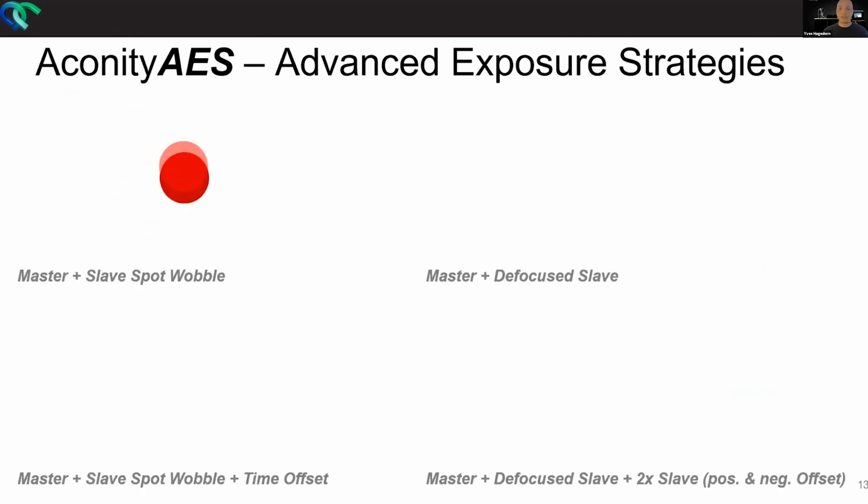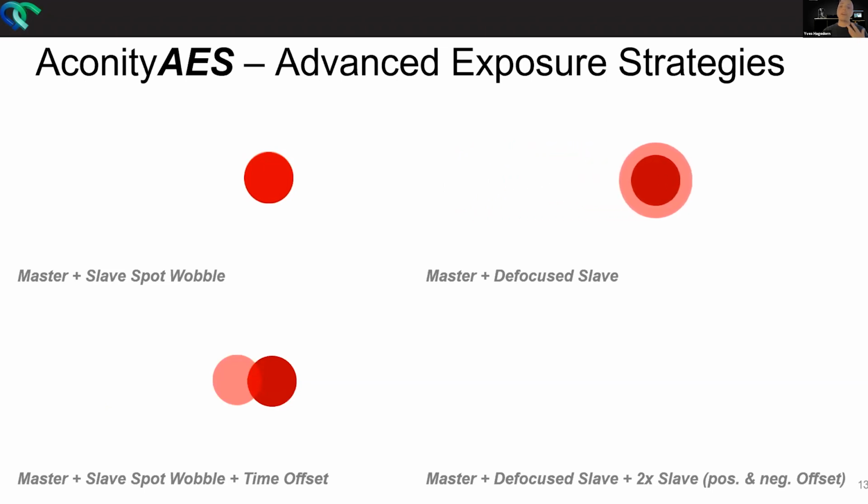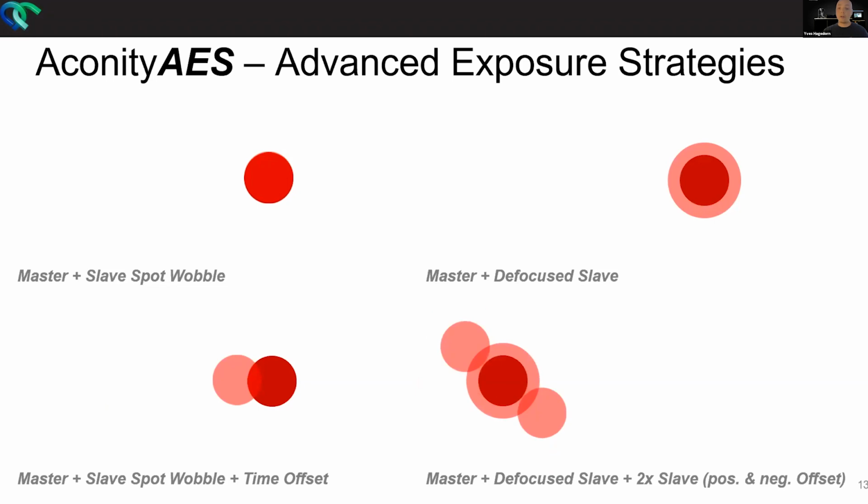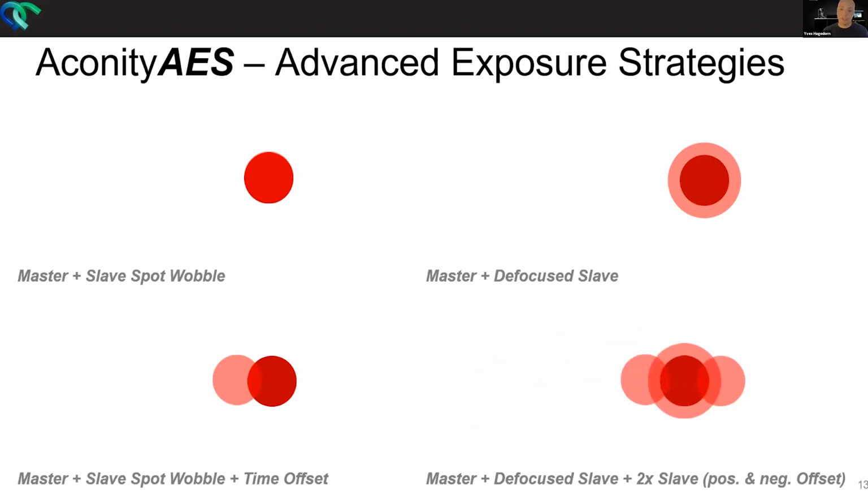What you see here, you could have your main laser and your second laser wobbling around it, or the wobble with an additional offset, or have the main laser focus and the secondary laser defocus, or go completely nuts on it. So that opens up a lot of possibilities in terms of heat treatment in process and manipulating your microstructures, which is potentially really, really good.